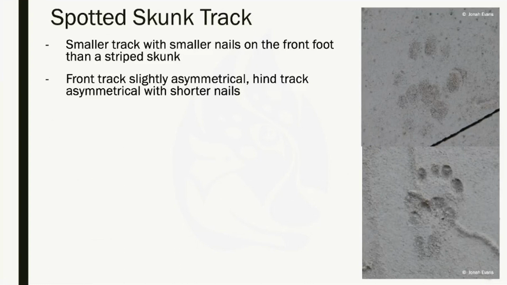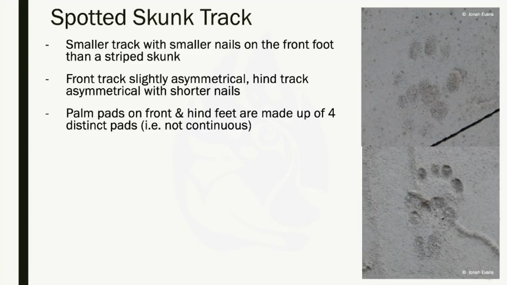Again, both tracks are asymmetrical, but much more so on the hind track. And you can see that here with this low toe right here. Again, 5 toes on all skunks on the front and the hinds, just like with bears. But if I drew a line down here, we can see this toe on this front is a little bit lower than on the outside. So it's slightly asymmetrical, but not as much difference as in the hind track.